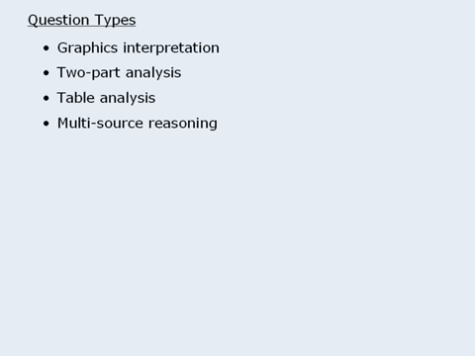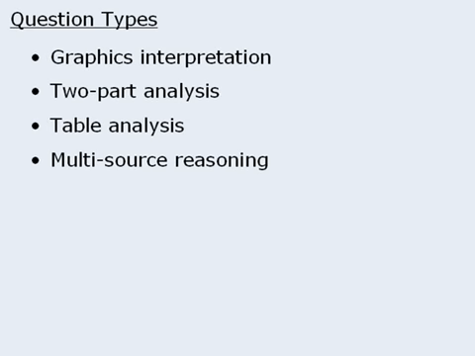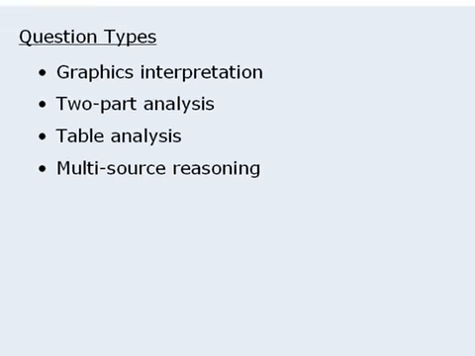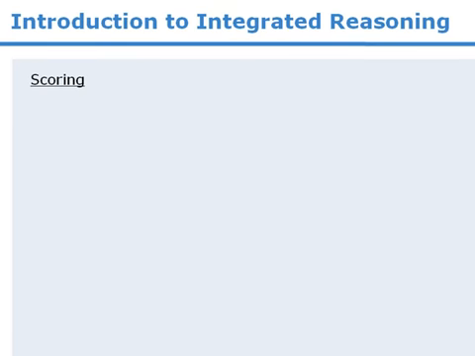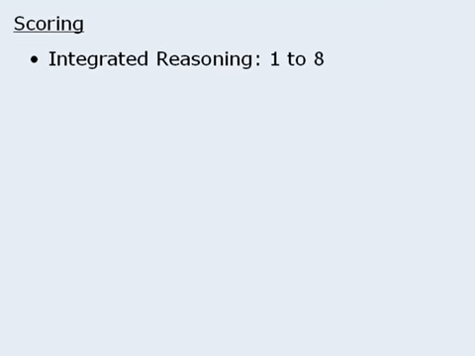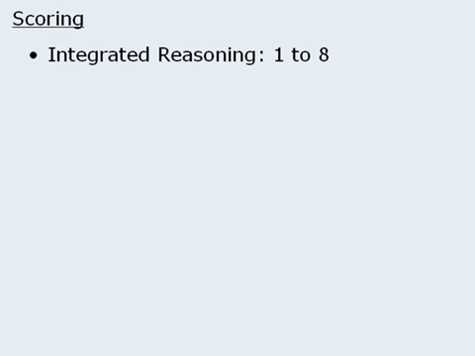Okay, so that's a basic overview of the 4 question types. We'll take a much closer look at these question types in future lessons. Now let's examine the scoring system. Your integrated reasoning score will range from 1 to 8 in 1-point increments. This score is independent of your other GMAT scores. In other words, it has no effect on any other scores.